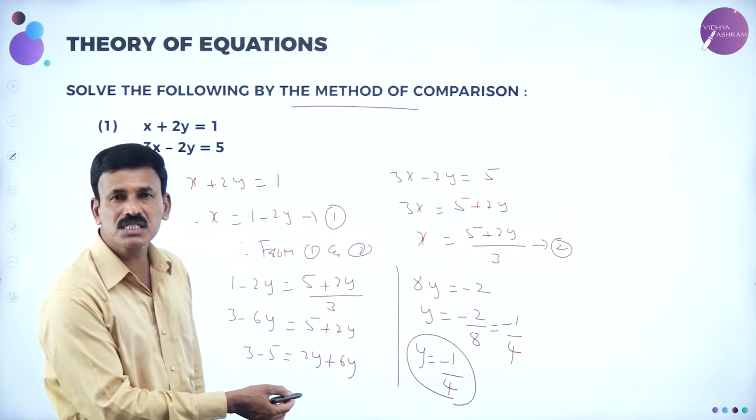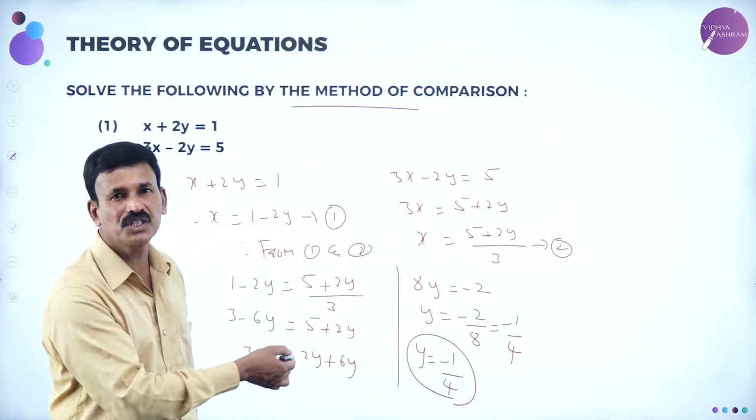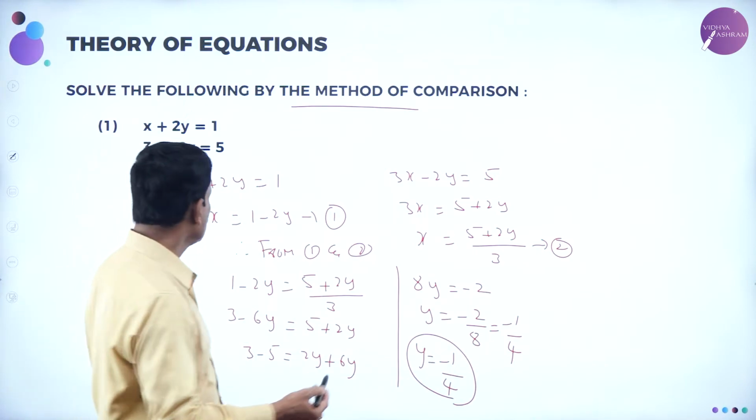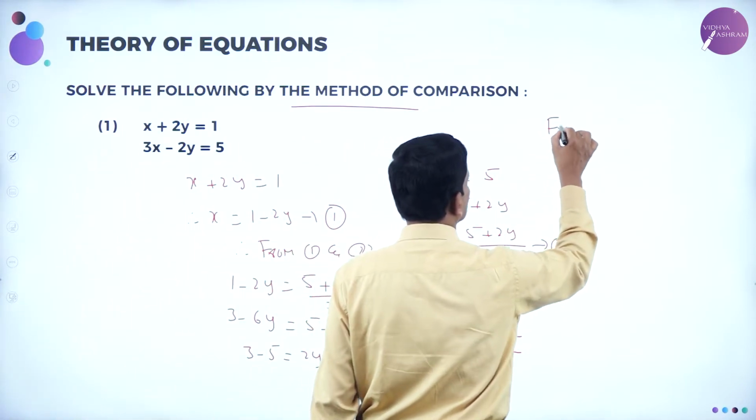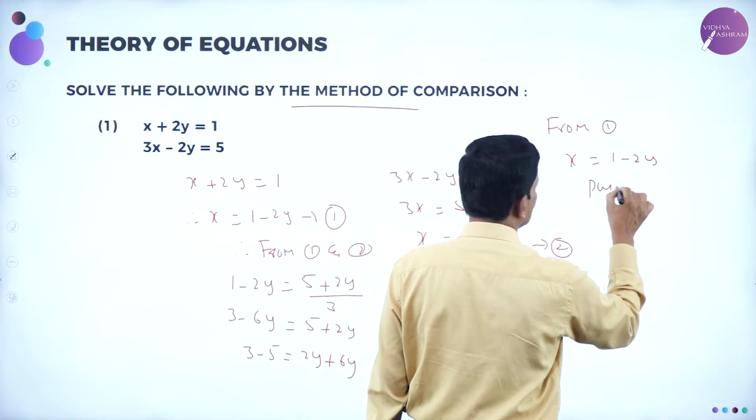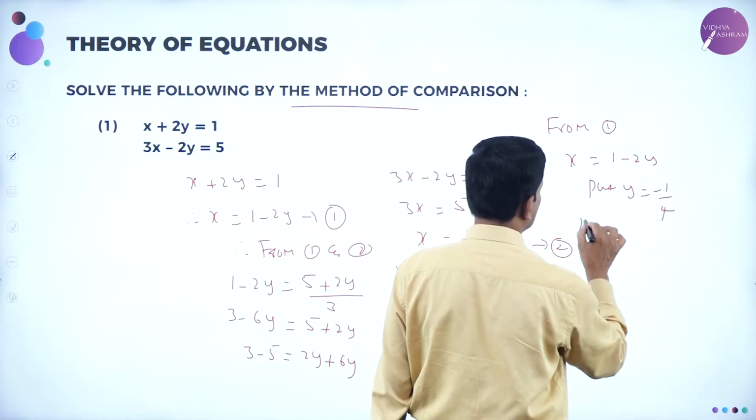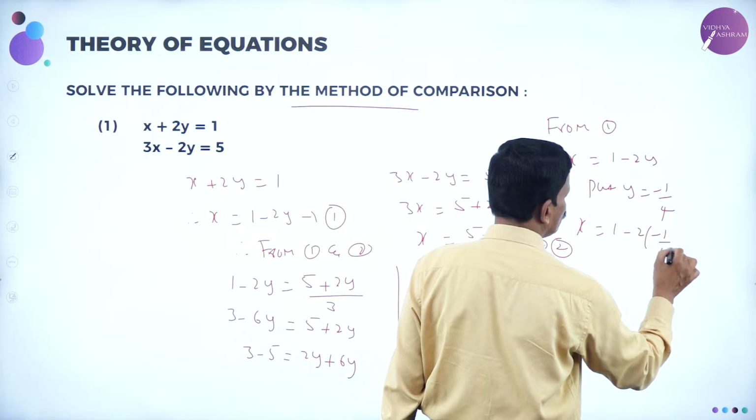Now, just substitute this value of y in any one of these two equations, you will get the value of x. Now, let us take equation number 1. From 1, put y is equal to minus 1 by 4. You will get x is equal to 1 minus 2 into minus 1 by 4.